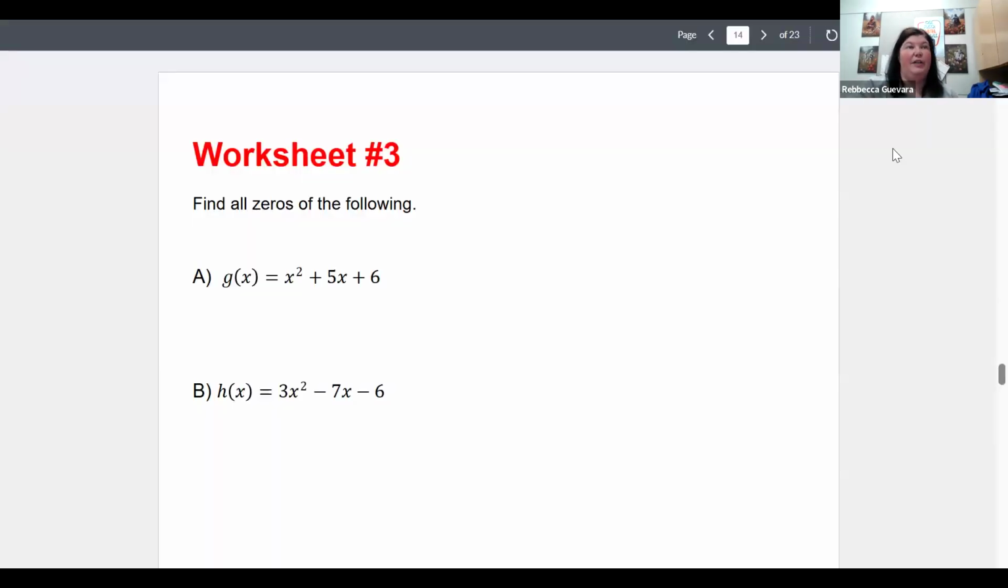Work on worksheet 3. You just want to find the zeros of both of these. Right now they are quadratics, so you just need to factor.